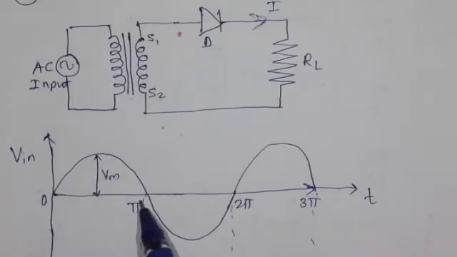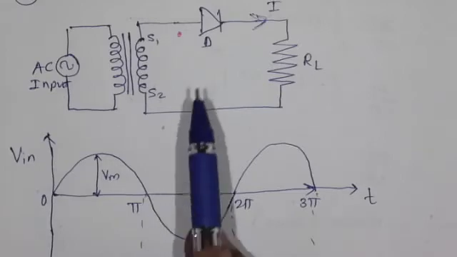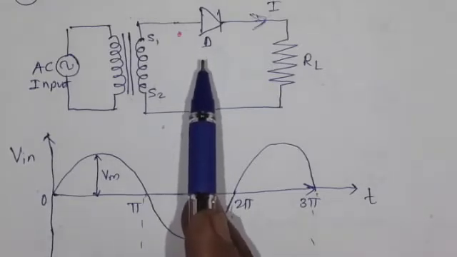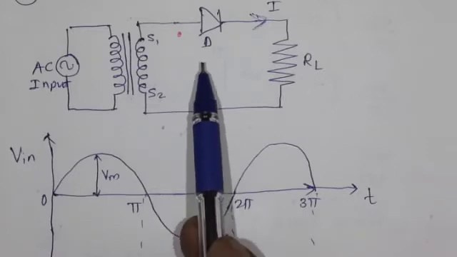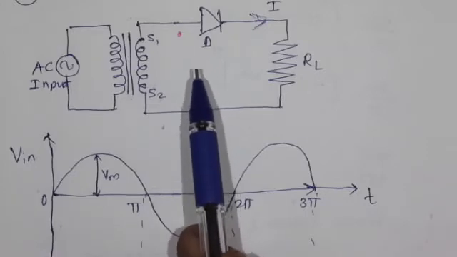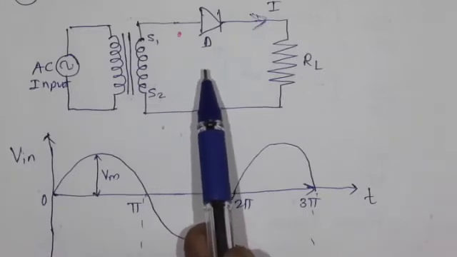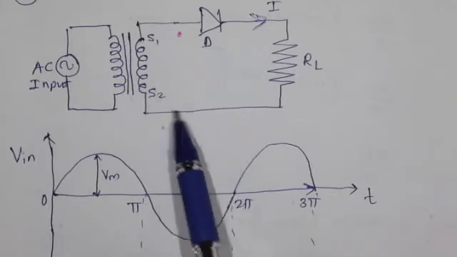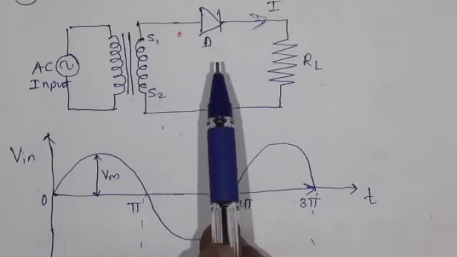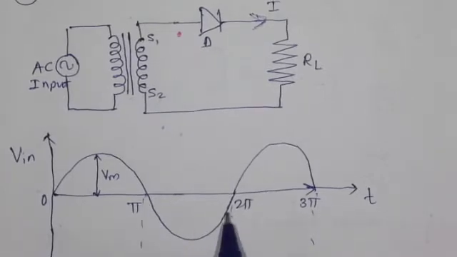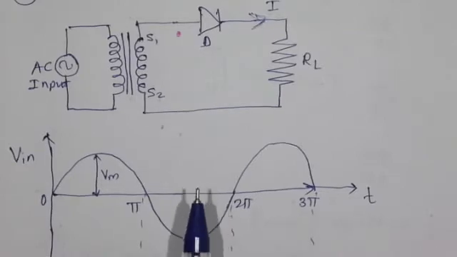It means from 0 to pi there is conduction, and from pi to 2 pi the diode becomes reverse biased. As this diode becomes reverse biased, no current or no conduction takes place. It is in the off condition. Therefore, no current flows through the circuit. During this negative half cycle, the diode is in reverse bias condition, and hence it is off.